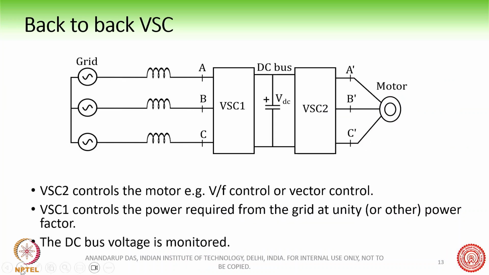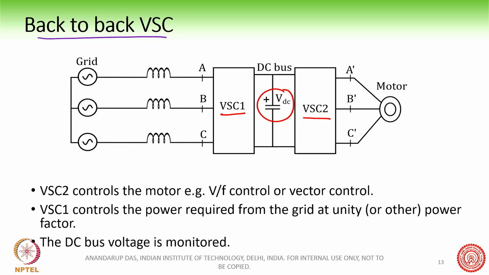Okay, now another part of this is very interesting. This actually combines both sides of the grid and the motor. This is called the back-to-back VSC, and I will just explain what this means. What is a back-to-back VSC? A back-to-back VSC is, there are two VSCs, VSC1 and VSC2. They are connected by the DC link here.